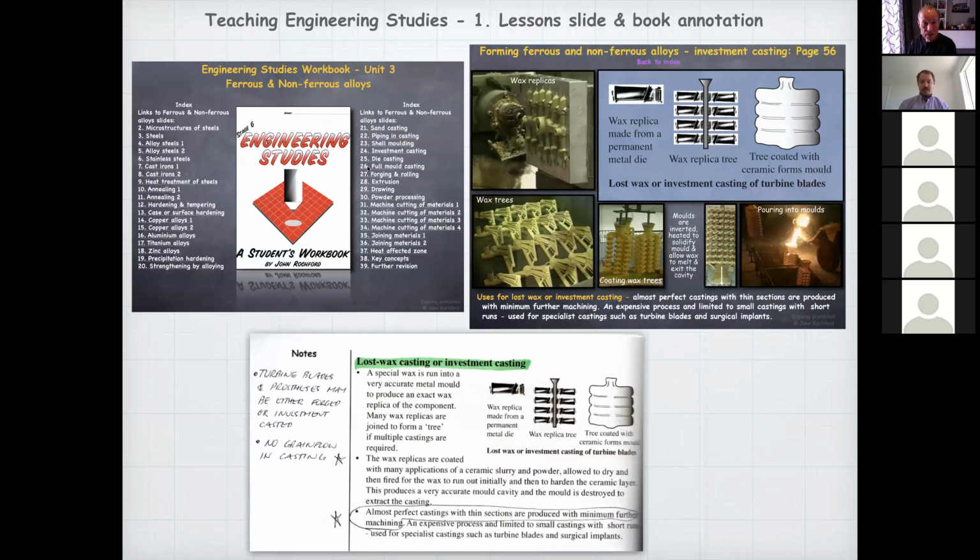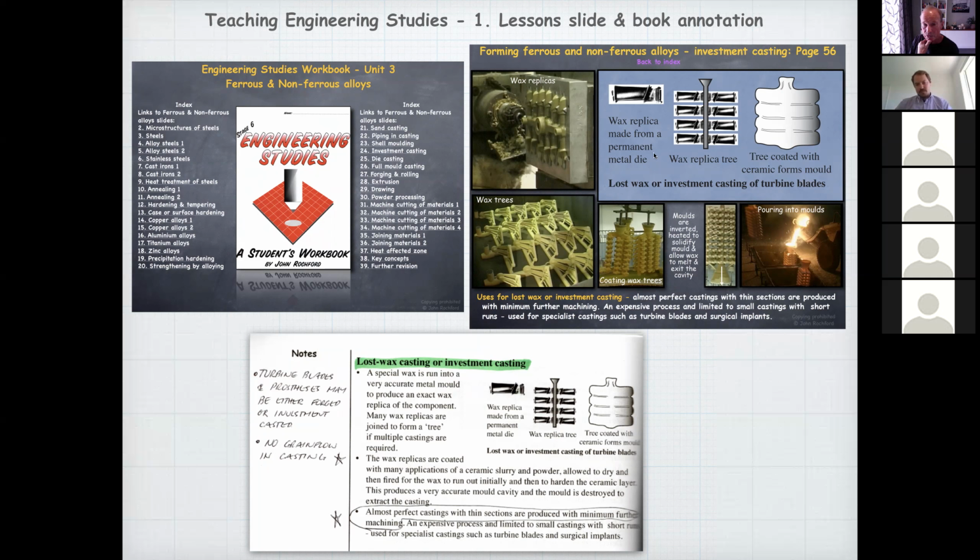So here's the DVD number 1. I'm just going to explain how I teach shell moulding, for example. The students come into the classroom, they sit down and they open up this book, and I tell them to open up at Shell Moulding, and then I hit that link and up comes this here. And this is on page 56 of the book.